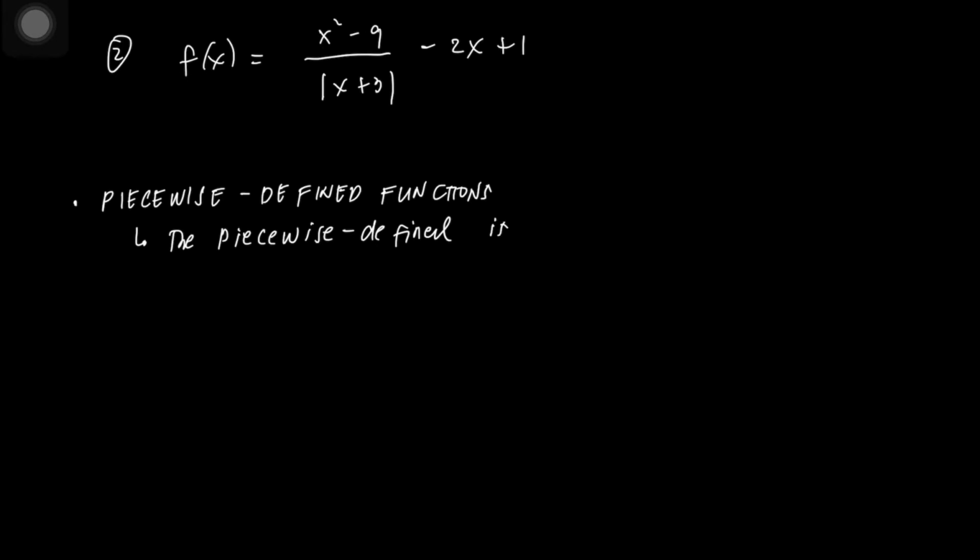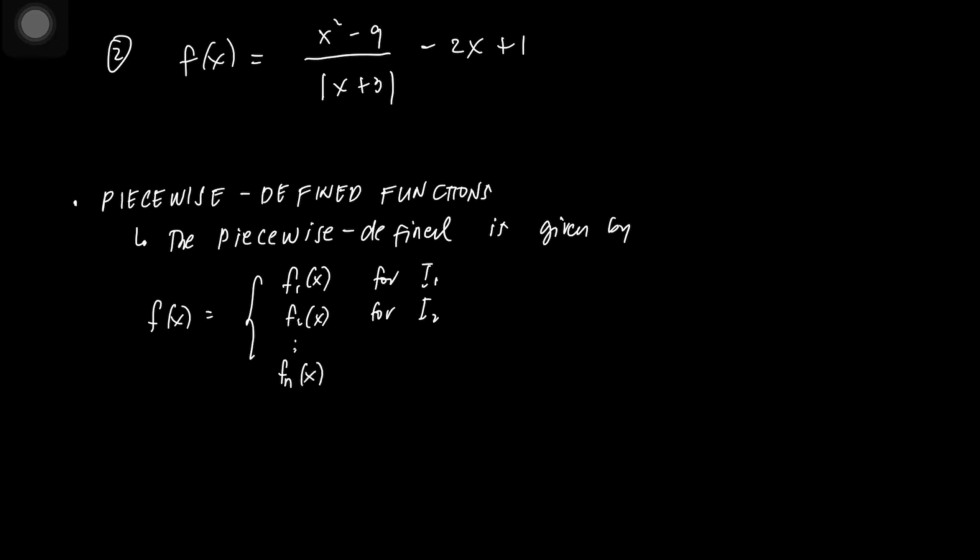The piecewise defined function is given by f of x is equal to f1 of x for interval 1, f2 of x for interval 2, then fn of x for interval n.